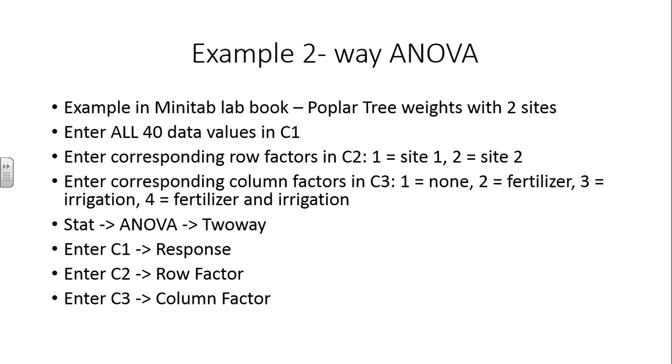Once you get all of this data entered into these 3 columns, you're going to go to Stat, ANOVA, two-way. You're going to enter C1 into the response box. You're going to enter column 2 into your row factor, and you're going to enter column 3 into your column factor. You could have switched column 2 and column 3. You just need to keep straight which one you put in as your row factor and which one you put in as your column factor. Remember, for us, the row factor was the site, and our column factor was the treatment.